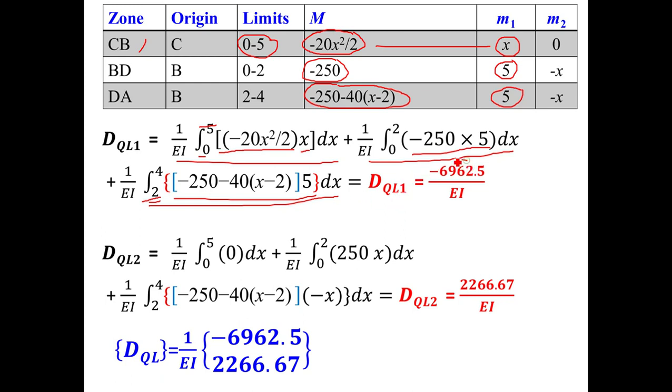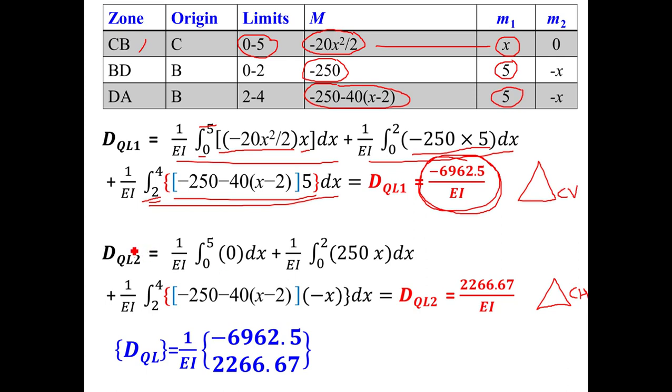It is minus 6962.5 upon EI. dql1 is nothing but the vertical displacement at point C. It is our first unknown. Okay, and dql2 will be the horizontal displacement at point C, that is delta ch.